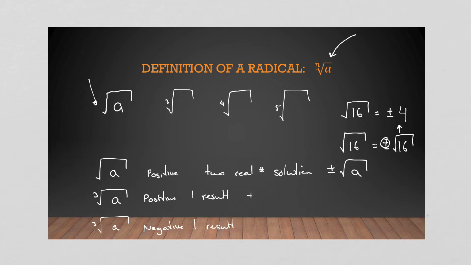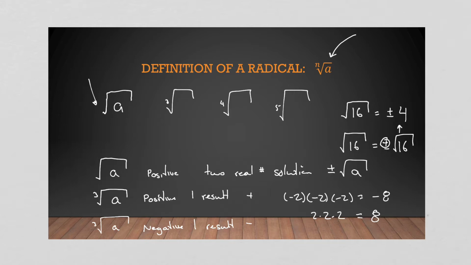Why is that? It's because with an odd index, it would be like -2 times -2 times -2. Well, that gives you -8. But 2 times 2 times 2 gives you +8. There's no scenario where you get both solutions. And that's the varying differences.